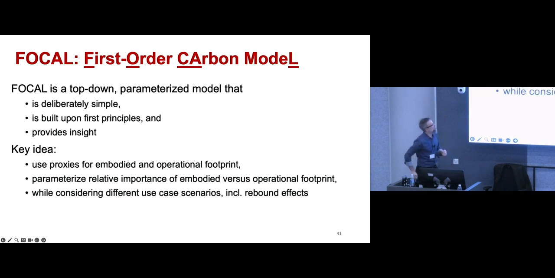And the key idea is to use proxies for the embodied and the operational footprint because we want to account for the entire lifetime of a computing device. And because it's not always known ahead of time how important the embodied footprint will be compared to the operational footprint, we will parameterize that. Then by changing this parameter, we can consider different scenarios and see under what scenarios one design point would be more sustainable compared to another design point.